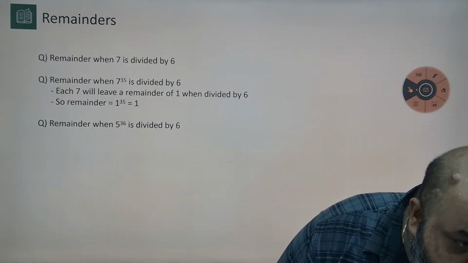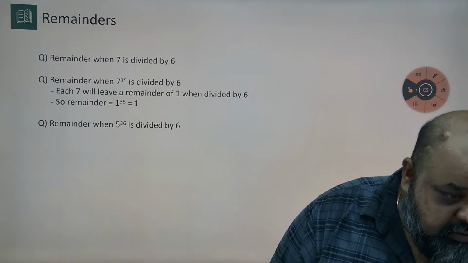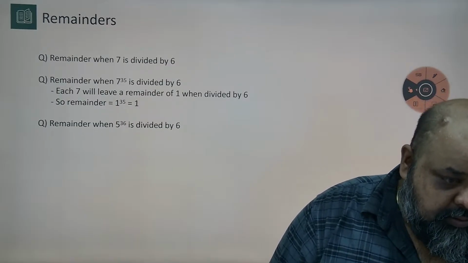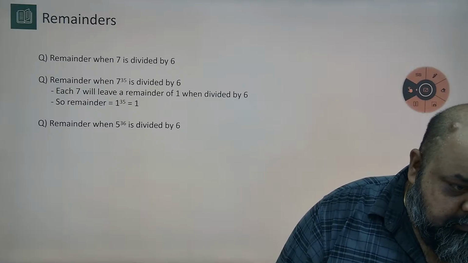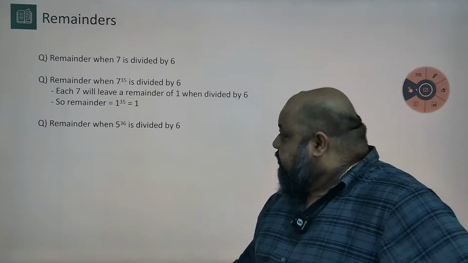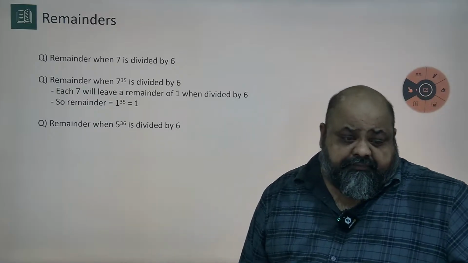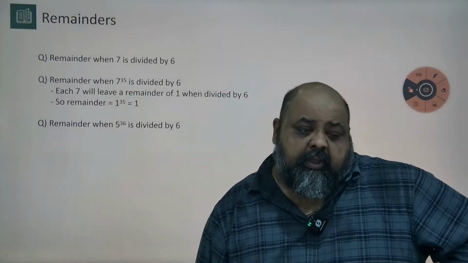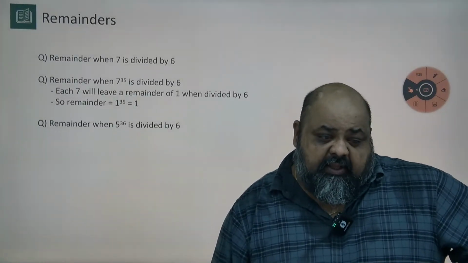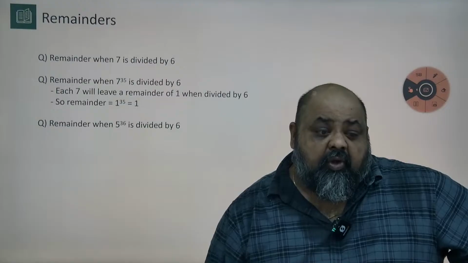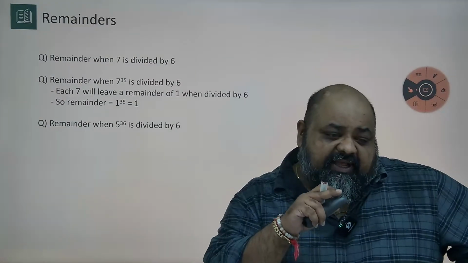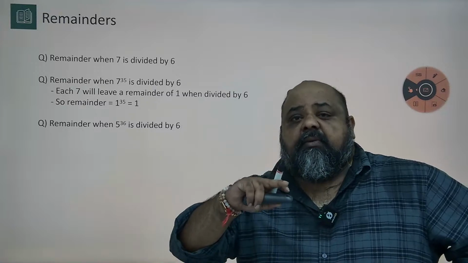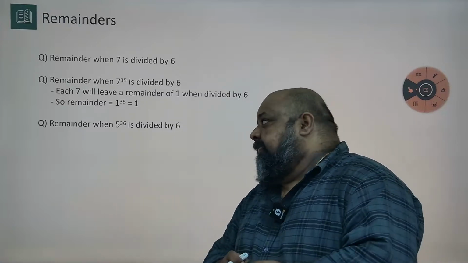Very good. Yes, make the -1 positive. So when I look at 5, every time 5 is divided by 6, I will get remainder as 5 or -1, right? So every time I get -1 raised to the power 36.